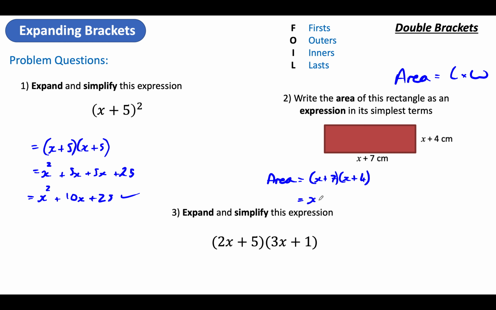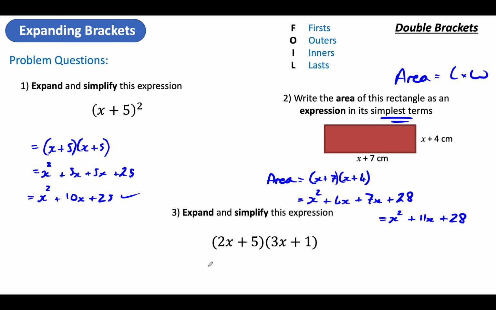Expand them out and you get x squared. Outers would be 4x. Inners would be 7x. And then last, 7 times 4 is 28. But it did say in its simplest terms, so you must simplify it. So you get x squared plus 11x plus 28. Okay, if you're not sure about those, go right back to the start, because these are just straightforward double brackets where they're both positive. Nice, straightforward question, hopefully.